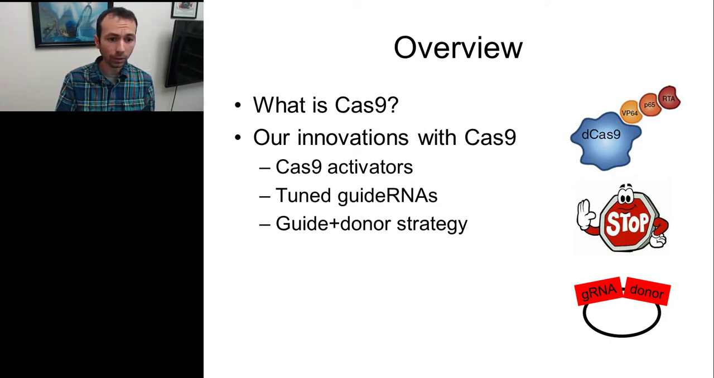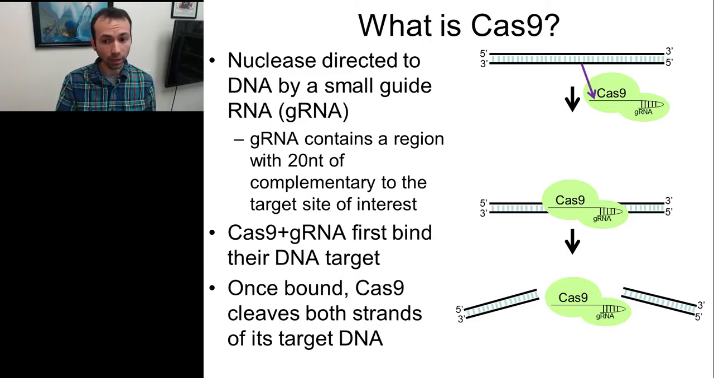So what is Cas9? Cas9 is a nuclease that's directed to DNA via a small little RNA. The RNA is called a guide RNA, and the guide RNA contains 20 nucleotides of complementarity towards the target site you want Cas9 to go towards. Cas9 and the guide RNA then complex together and they'll bind DNA. Once Cas9 and the guide RNA are bound to DNA, Cas9 will cleave both of the DNA strands.